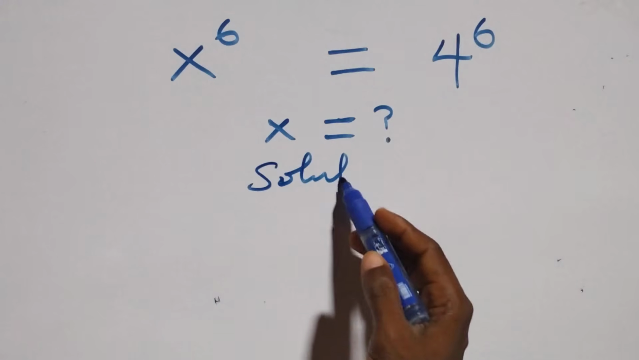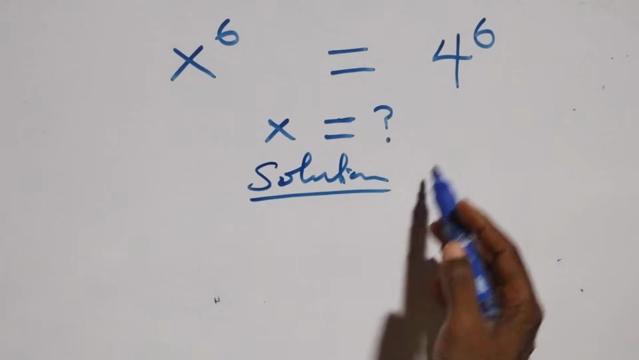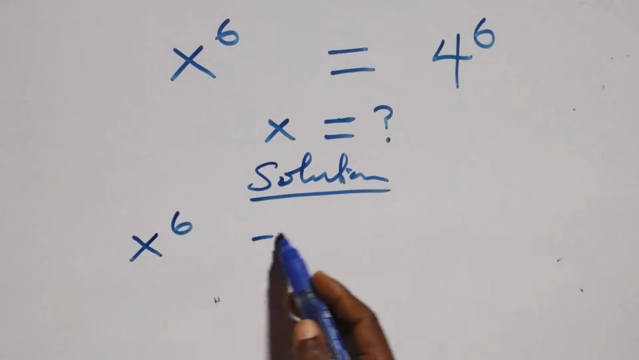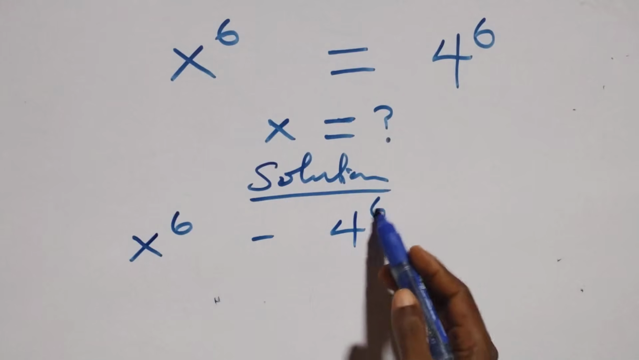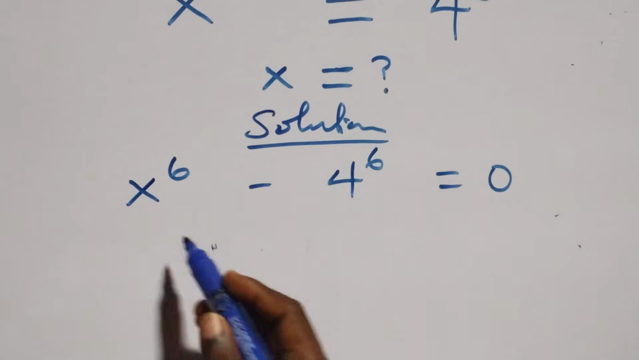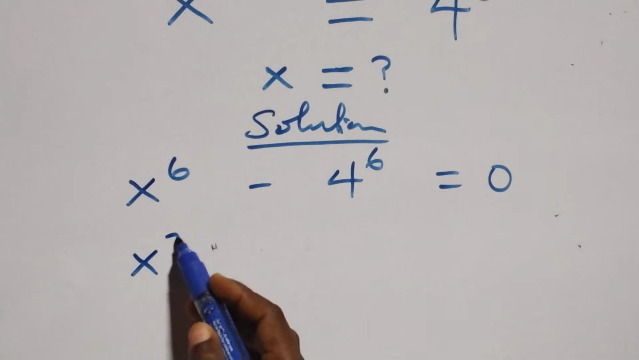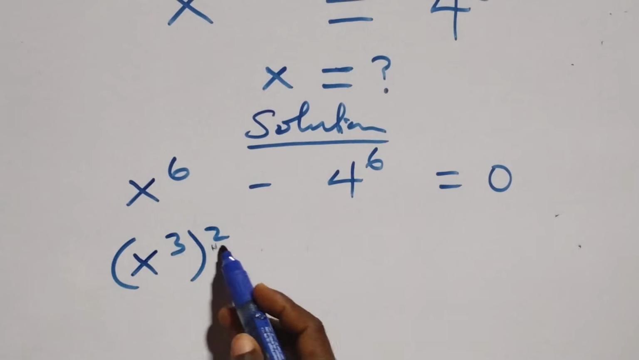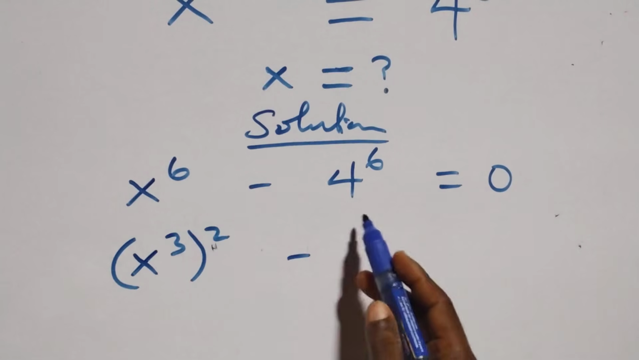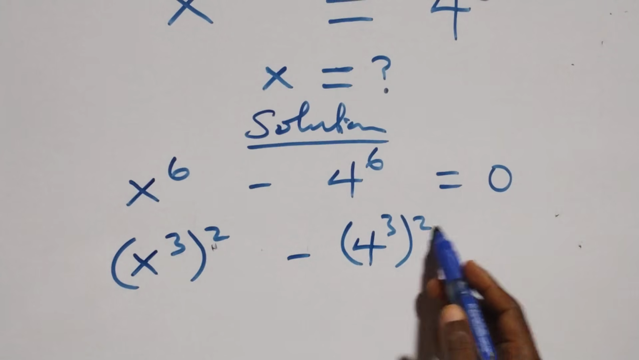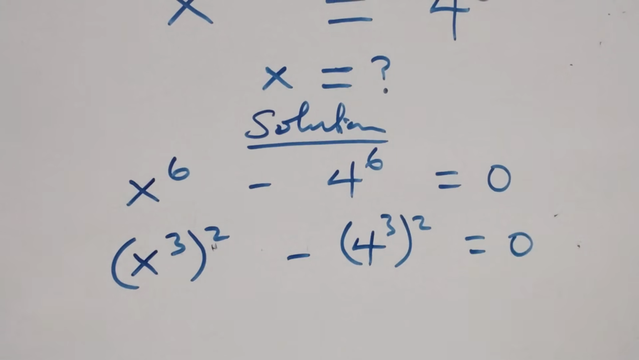Solution from here. What we have here: we take 4 raised to power 6 to the left hand side. That is, we have x raised to power 6 minus 4 raised to power 6 equals 0. Then next step, we can write this as x raised to power 3 squared minus 4 raised to power 3 squared, that is 2 times 3 gives us 6, and 4 raised to power 3, all squared, equals 0.